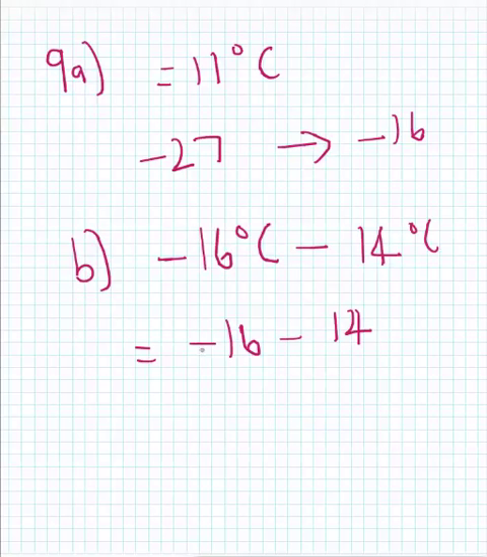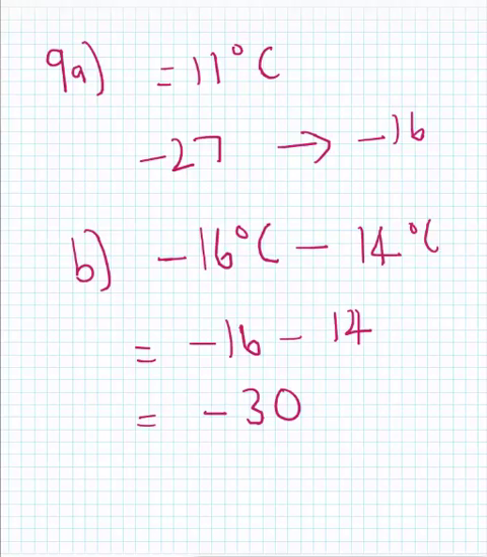And when we have a problem like this, minus 16, minus 14, because they're both negative, we can just add them. So I know that 16 plus 14 will give me 30, but of course it is negative 30, okay? And that's the temperature now once it's dropped from negative 16 degrees Celsius.